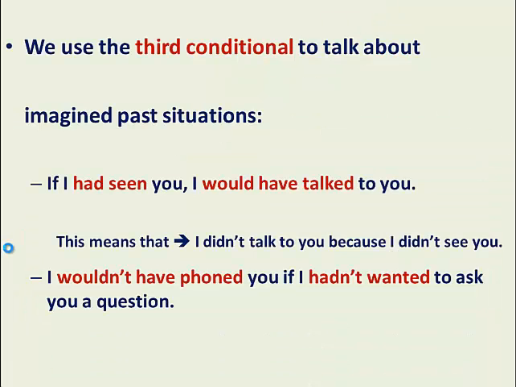We use the third conditional to talk about imagined past situations. If I had seen you, I would have talked to you. This means that I didn't talk to you because I didn't see you. It's theoretical. I wouldn't have found you if I hadn't wanted to ask you a question.